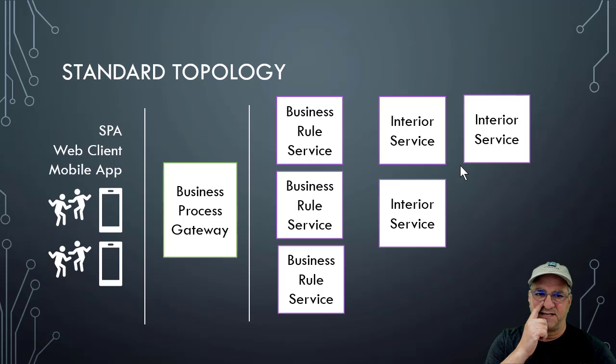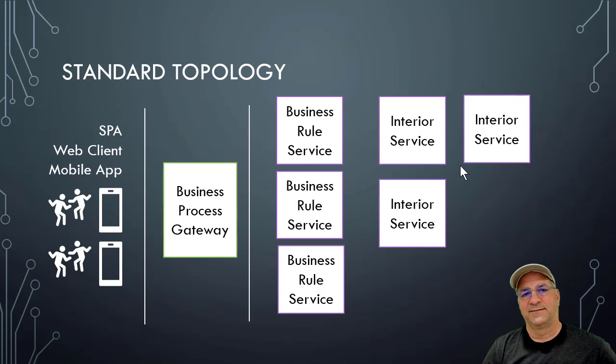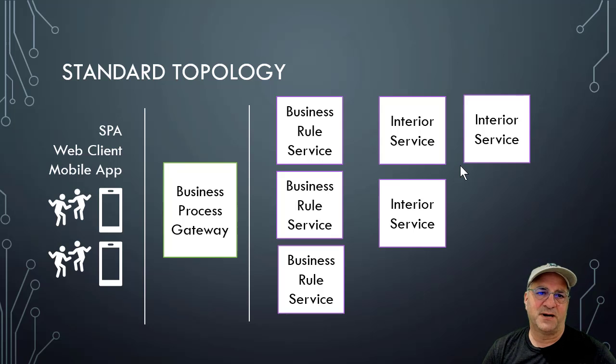So we're going to look at the standard topology. We have a couple of happy users out here. They're partying, I don't know. And we have different kinds of apps, a SPA web client, or we might have a mobile app. Usually we'll have some kind of business process gateway. It could be a proxy, the entry point for that. Behind that, we have a set of business rule services. Then we have interior services that sit behind that, which might be CRUD services. They might be anything, AI, I don't know. I'm making stuff up now.